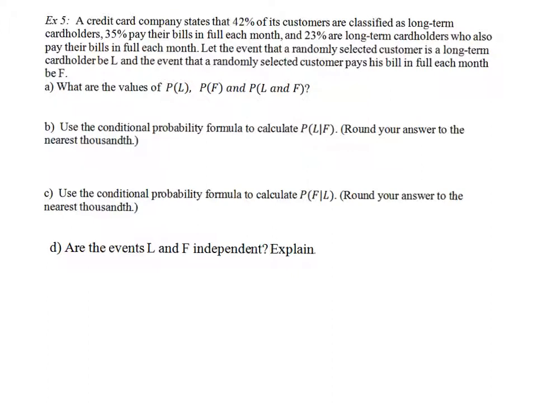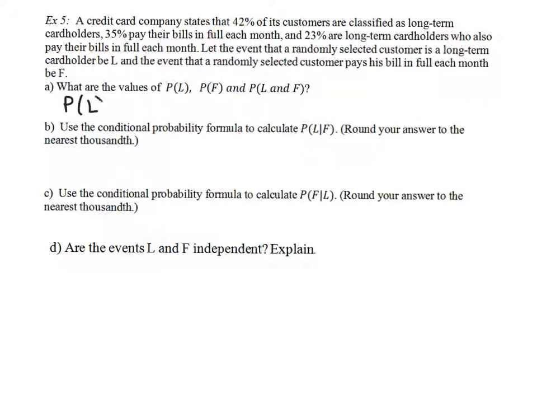The last example talks about a credit card company, and they say that 42% of their customers are classified as long-term cardholders. 35% pay their bills in full each month, and 23% are long-term cardholders who also pay their bills in full each month. Let the event that a randomly selected customer is a long-term cardholder be called L. The event that a randomly selected customer pays his bill in full each month is F. Let's read the words and find all 3 of these probabilities.